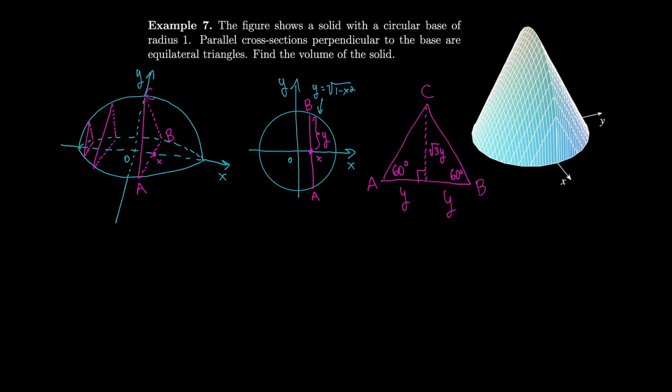Well, now we can get the area of this triangle, and we can use that to stack up all these little triangles with tiny little thicknesses, dx, delta x, and we can make our solid. So the area of a triangle is half of base times height, so it's half of 2y, because 2 of these guys, times the height, which is rad 3y.